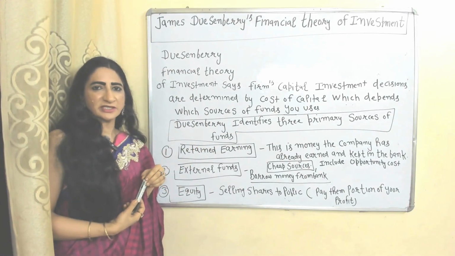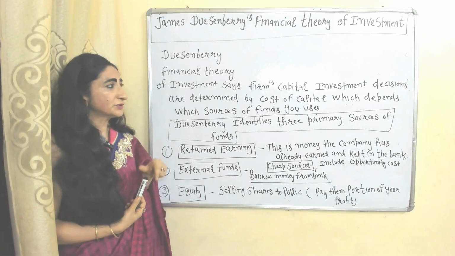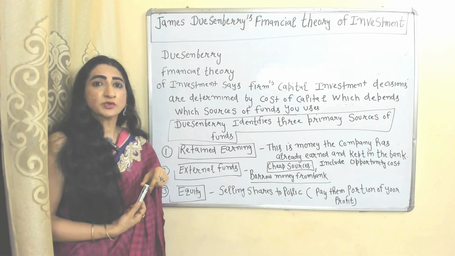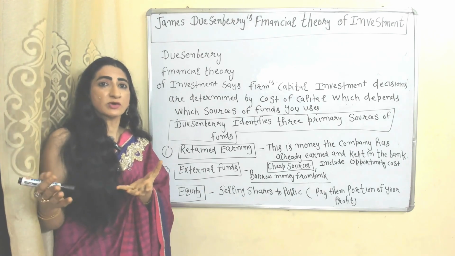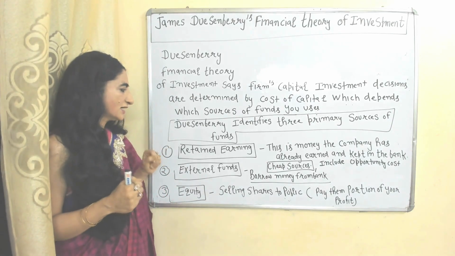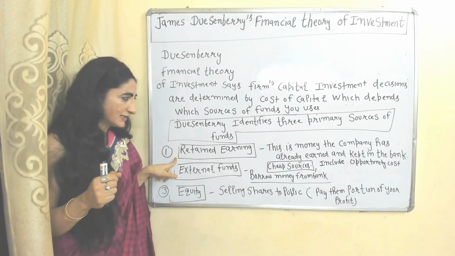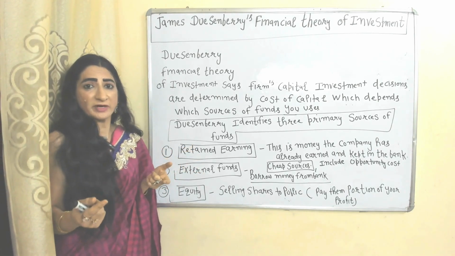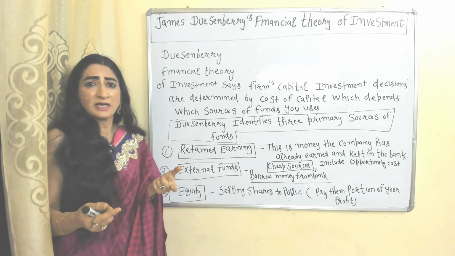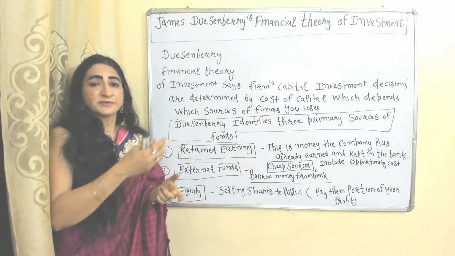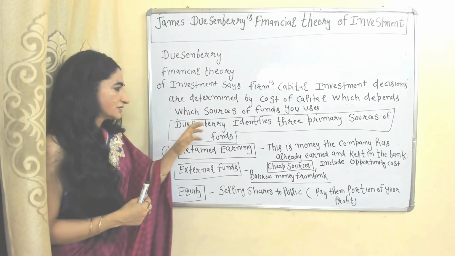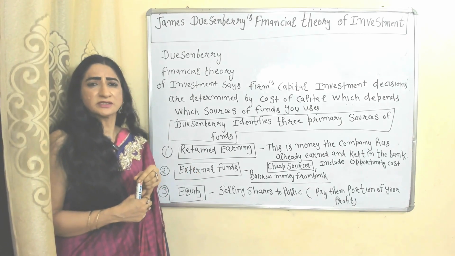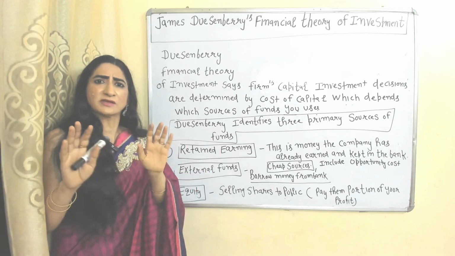James Duesenberry's theory of financial investment. According to this theory, capital investment decisions depend on the cost of capital. And the cost of capital depends on which source of fund you are using. This theory identified three sources of fund. Retained earnings, this is money you have already earned and kept in the bank. This is a cheap source of fund because you need not pay any interest rate, and you also need not pay some part of your profit as a dividend. You just have an opportunity cost when you use retained earnings. Opportunity cost means you are losing the chance of using your money somewhere else.